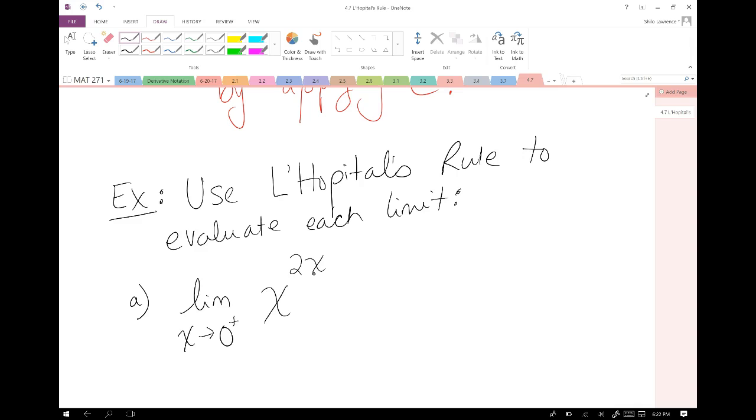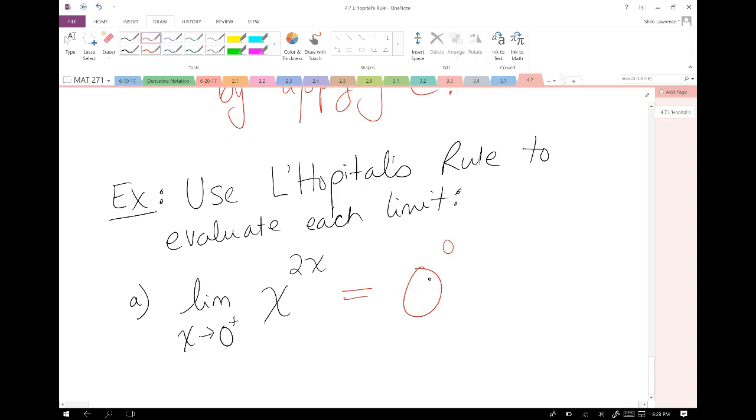If you try to plug in 0, you're going to get 0 to the 0. Now, instinctively, just from arithmetic or from algebra, these two mean two different things. Usually, 0 to any power should equal 0, but anything to the 0 power should equal 1. So a base of 0 and a power of 0 mean two different things.